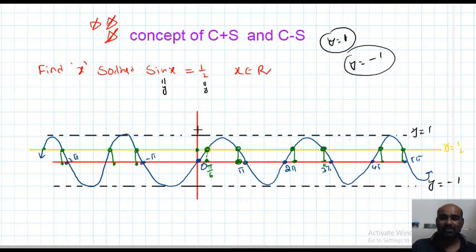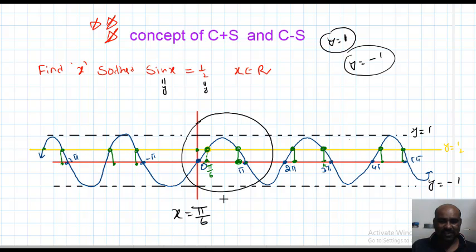Students, observe. First of all, identify the solutions in this area. 2 solutions exist. I will write. One of the solutions is pi by 6, in this area I am saying. Another one is pi minus pi by 6. Observe. Already explained. Sin of pi minus pi by 6. How much? Sin of 180 minus theta is sin theta, 1 by 2 only. This also.